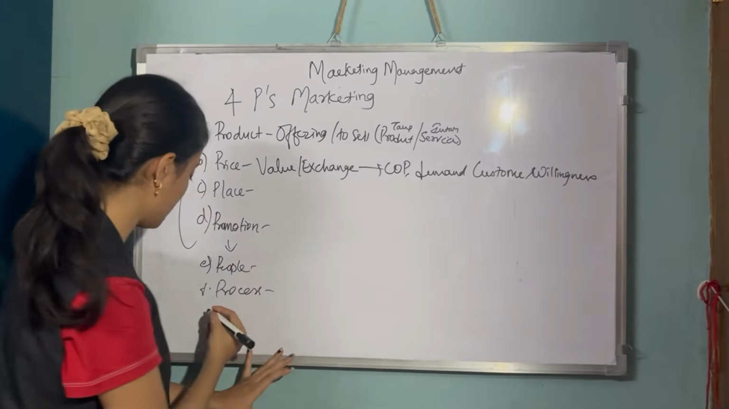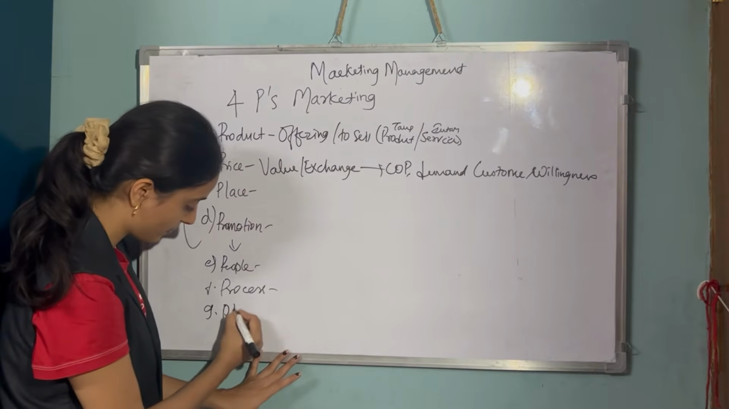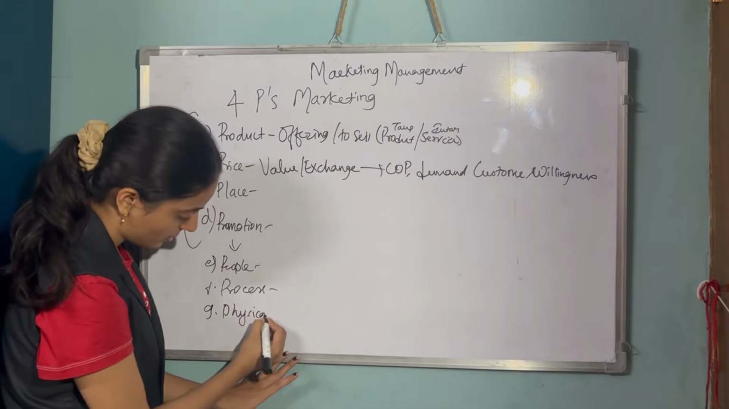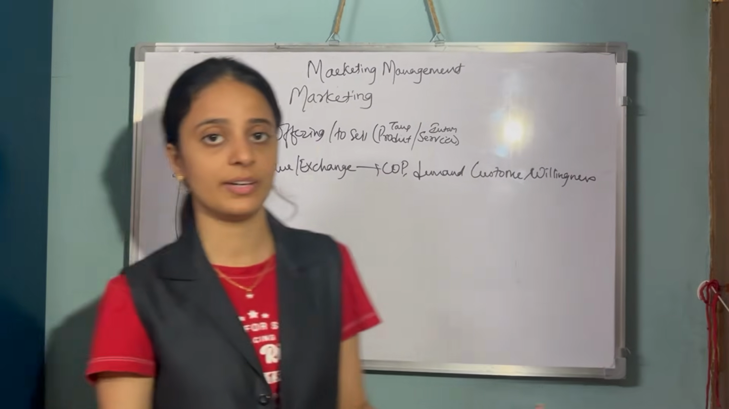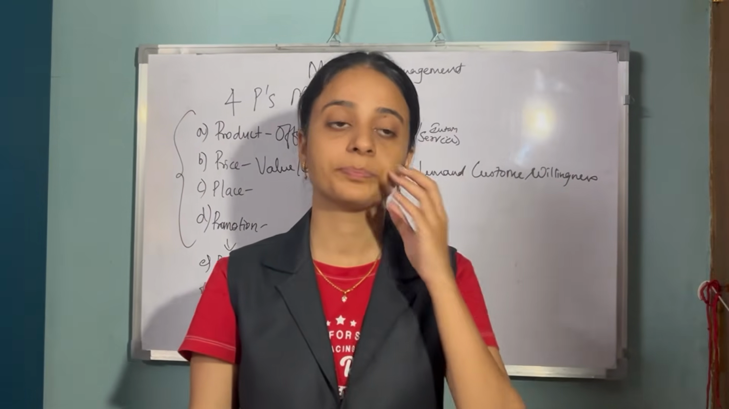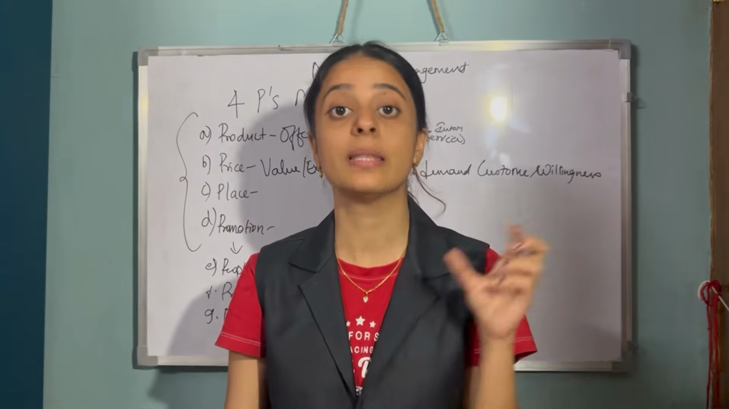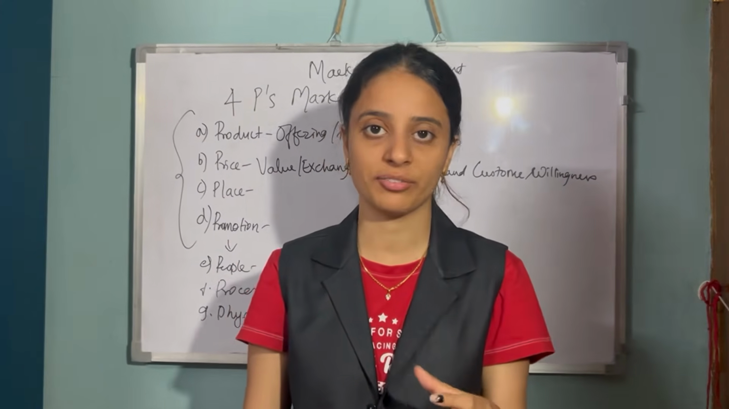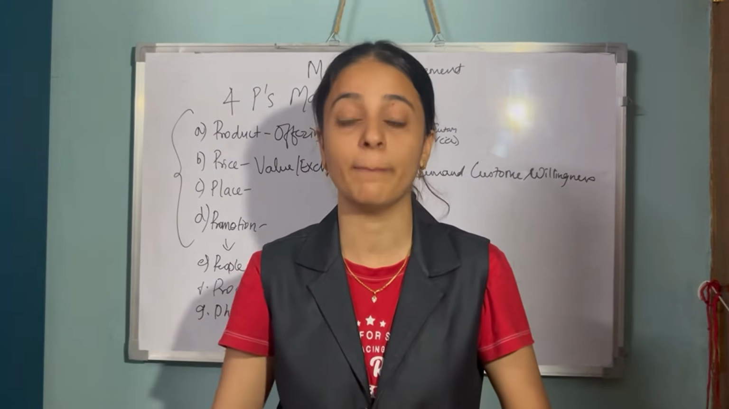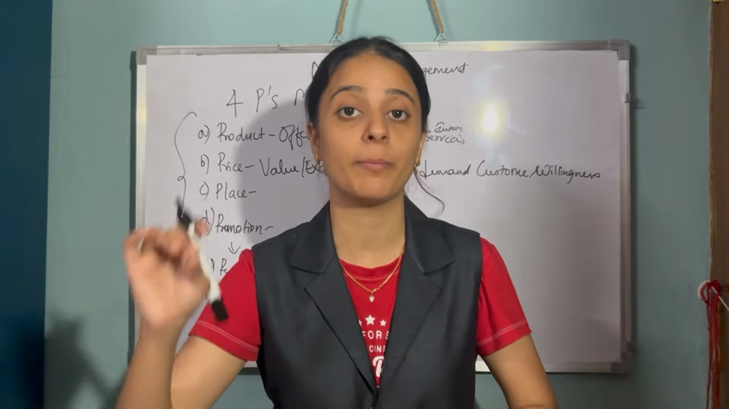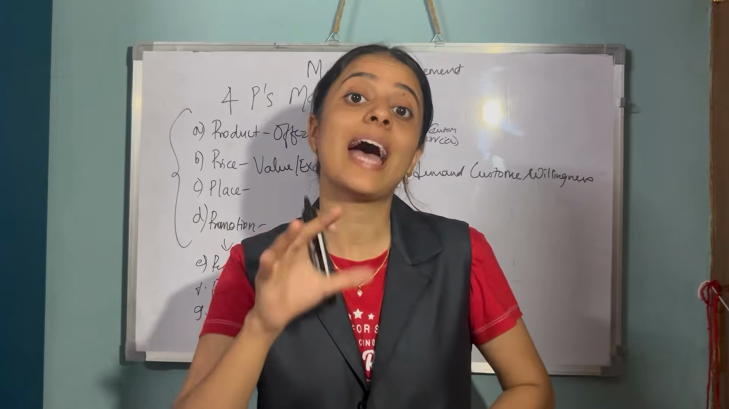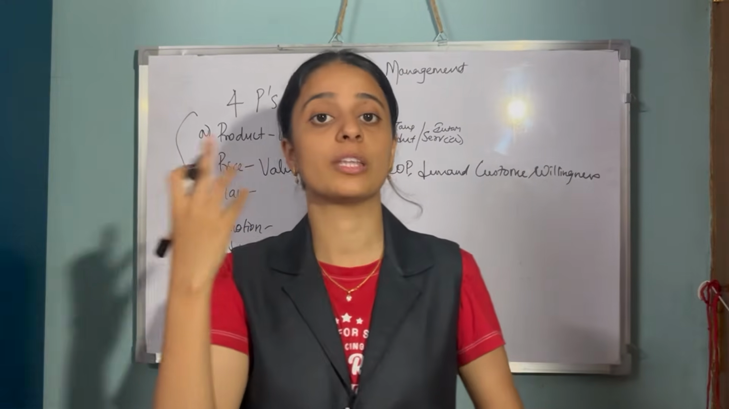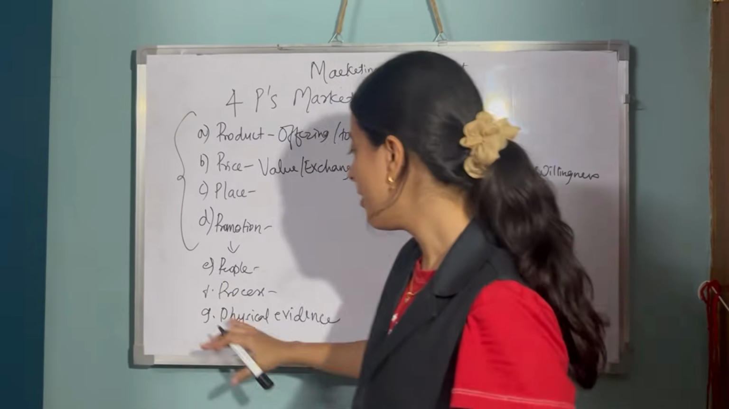And then last one is physical evidence. What is physical evidence? The proof of the product, the packaging, the quality of the product, the features of the product, the brand, the coloring, the paper used. So all the physical evidences which gives us the tangible proof that gives us what the product is about is nothing but physical evidence.